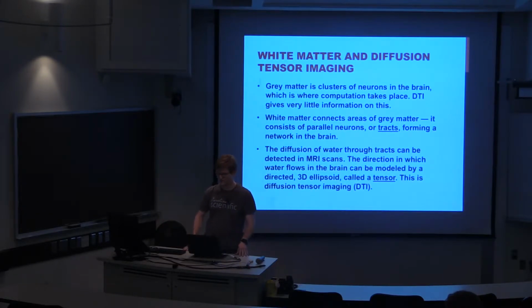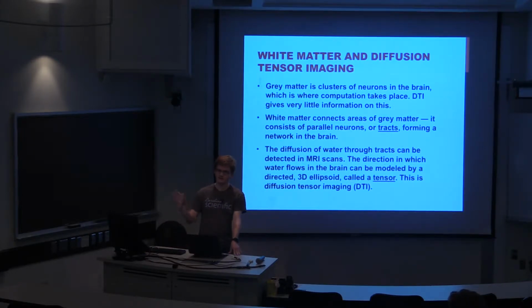So the first thing I'm going to talk about, I suppose, is diffusion tensor imaging and what it is. Basically, diffusion tensor imaging is a form of MRI, magnetic resonance imaging, which is used to find information about white matter in a person's brain.